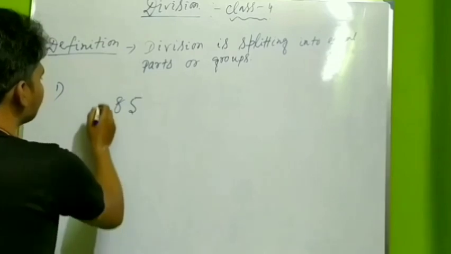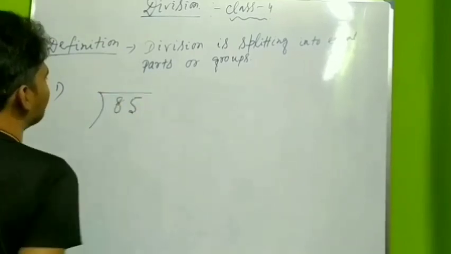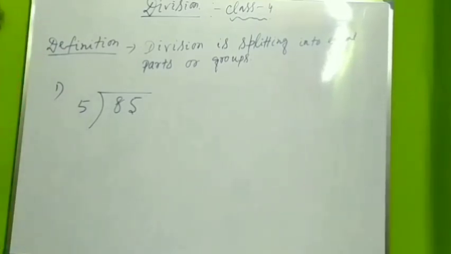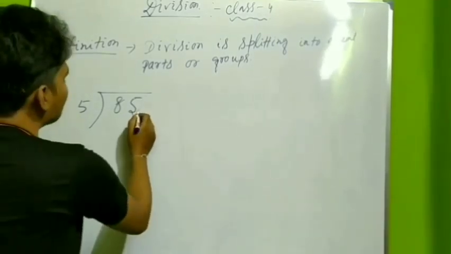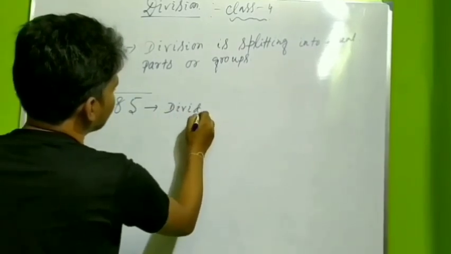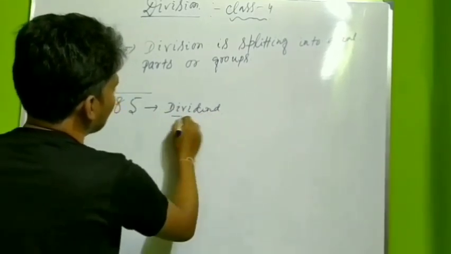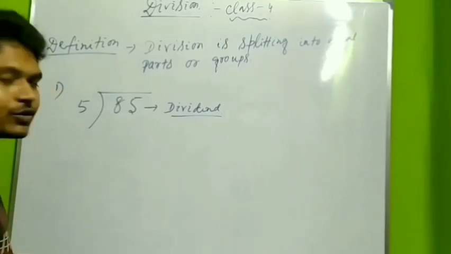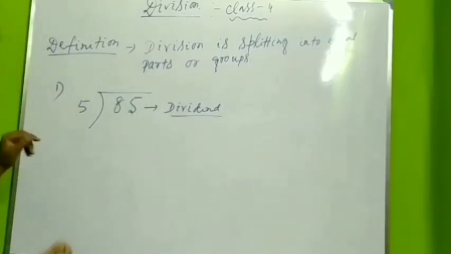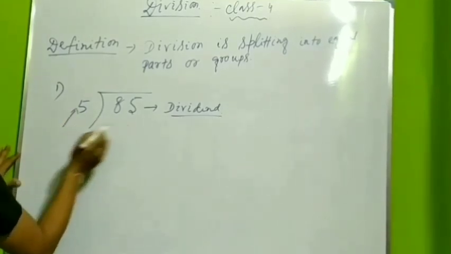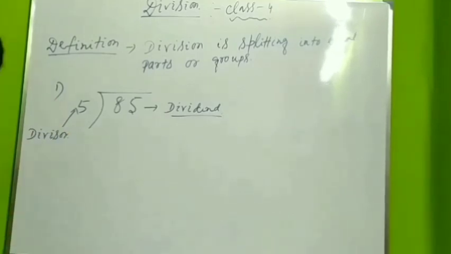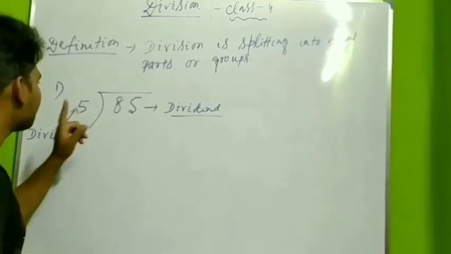85 divided by 5. In this, 85 is called the dividend. The number which we want to divide is called the dividend. The number by which we divide this dividend is called the divisor. Okay, now let's see.